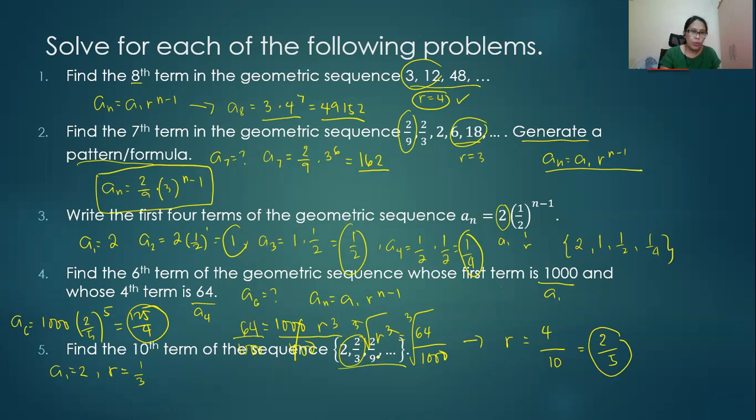So working on the 10th term, this is a sub 10 equals the first term 2 times the common ratio 1/3, and this is to the 9th power. So evaluating this expression gives us 2 all over 19,683. There.